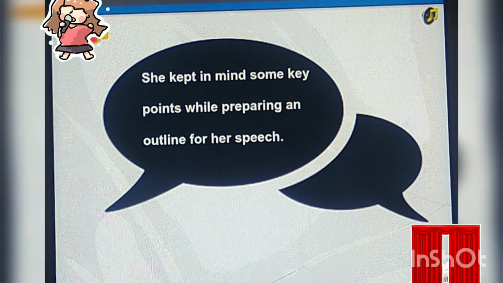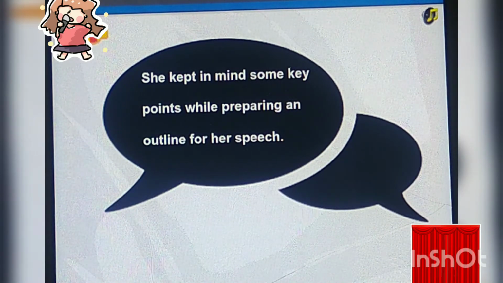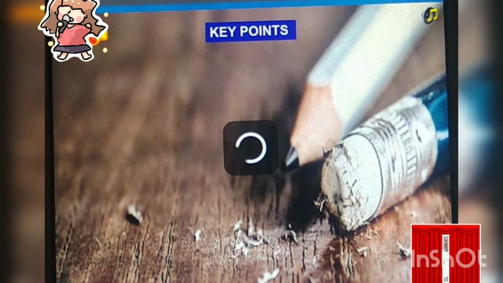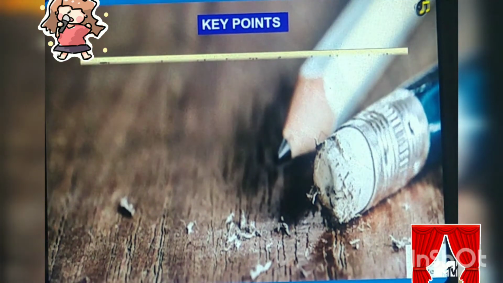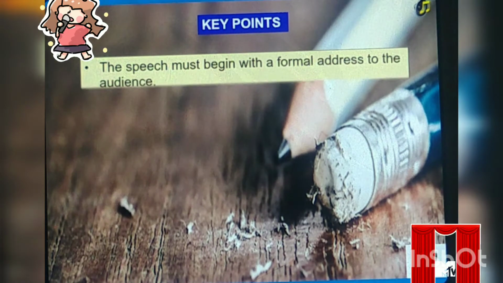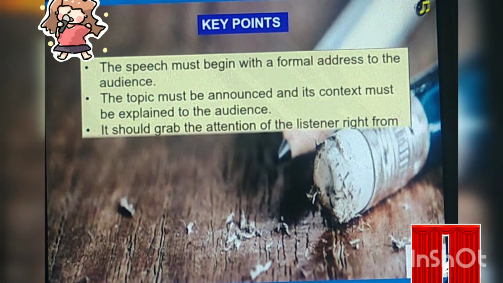Okay, she kept in mind some key points while preparing an outline for her speech. Yes, that means you have to keep in mind all the important points. Okay, now let's have a look at the key points. That means what? The important points. So here are the key points.